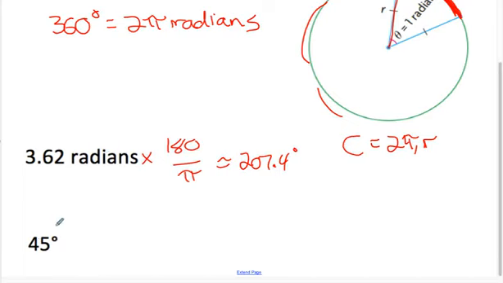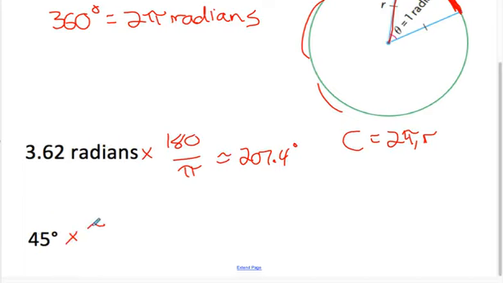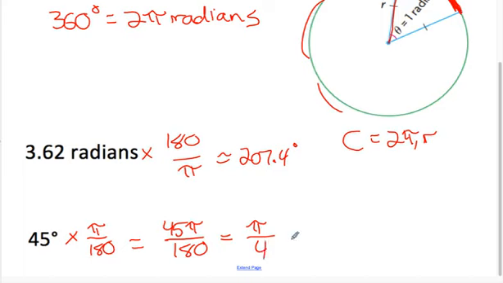Let's go the other way. What if we have 45 degrees and we want to go to radians? Well, you multiply by pi over 180. And the nice thing about radians is we can leave our answer in exact form, which is why it's beneficial to use radians, right? We don't have to give an approximate rounded decimal like we did with degrees. So we just reduce 45 pi over 180. 45 goes into 45 once, so leave 1 pi, and it goes into 180 4 times, so what we have is pi over 4 radians, an exact answer.